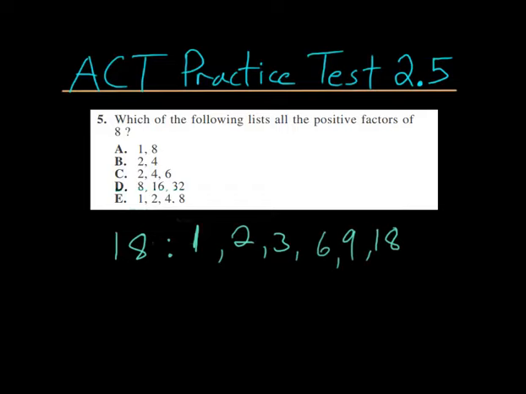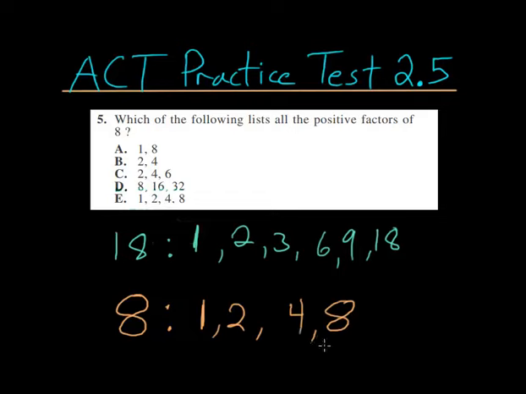Now, let's apply this process to the number 8. We need to find all of the positive factors of 8. We know that 1 will work, so we can write down 1. And since 1 times 8 is equal to 8, then 8 will be a factor as well. So we can write 8 in. Next we can move up to 2, which goes into 8 4 whole times with no remainder. So 2 is a factor, but 4 is a factor as well.